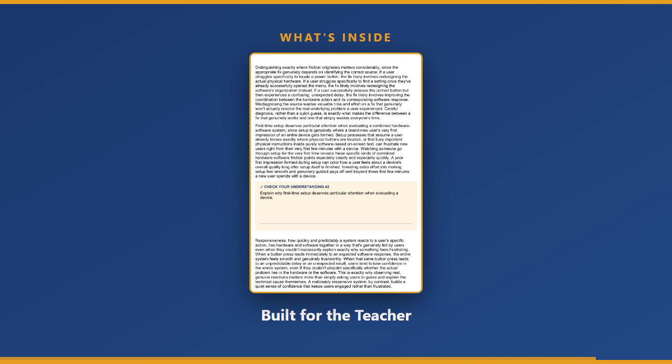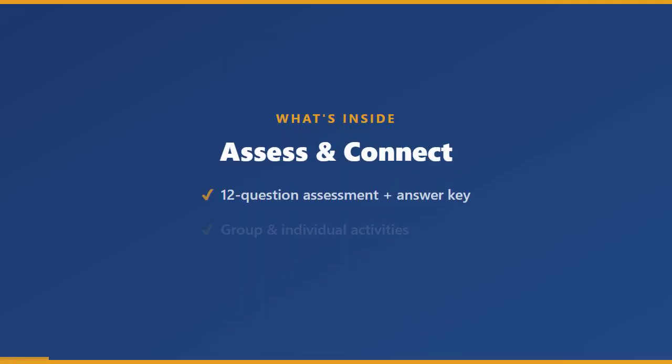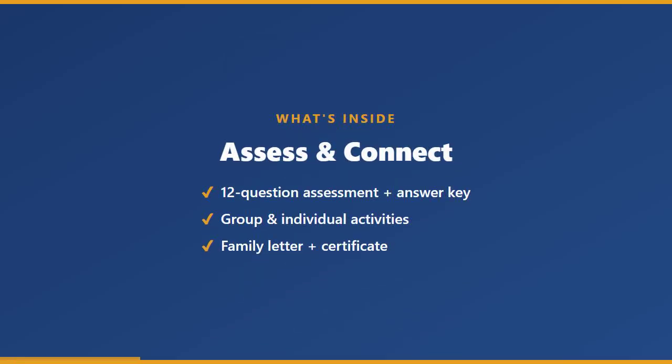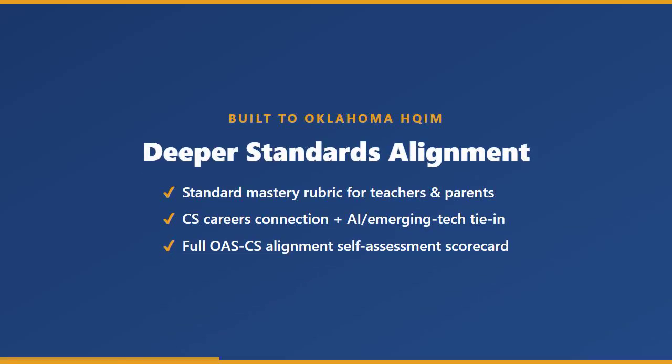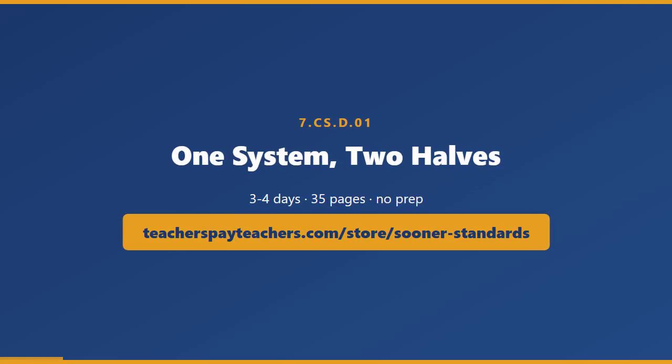built-in comprehension checkpoints. This unit includes a standard mastery rubric for teachers and parents, a visual comparison chart of hardware versus software versus their combination, a CS Careers connection, and an AI connection, all built to the Oklahoma HQIM rubric, plus a 10-question assessment with answer key, group and individual activities, vocabulary puzzles, a family letter, and the certificate of achievement. That is 3 to 4 days of no prep.